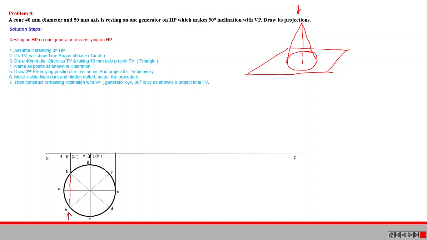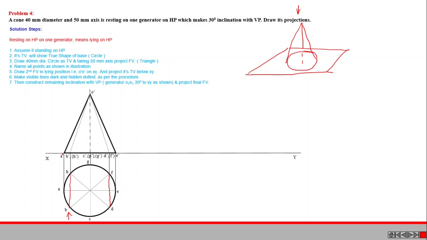Then here again that projection line must be drawn here also. Then here D is visible and F invisible. Then finally E dash. Then we can draw the axis. Axis height is given as 50 mm. Then we can complete the front view of the cone like this. Here this particular point is the apex O dash, and O dash P dash must be equal to 50 mm. Then we can draw the other generators also.